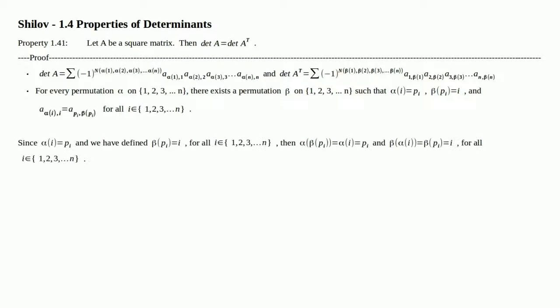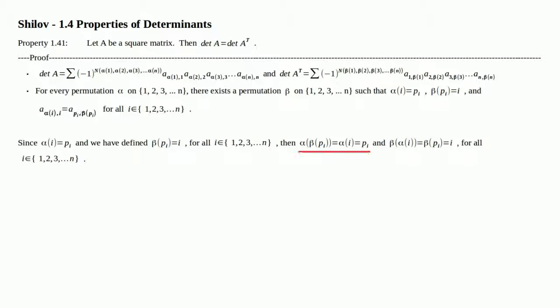Okay? Since alpha of i is equal to p sub i, and we have defined beta of p sub i equal to i, for all i in the set 1 through n, then alpha of beta of p sub i is equal to alpha of i, which is equal to p sub i. And beta of alpha of i is equal to beta of p sub i, which is just equal to i, for all i in the set 1 through n.